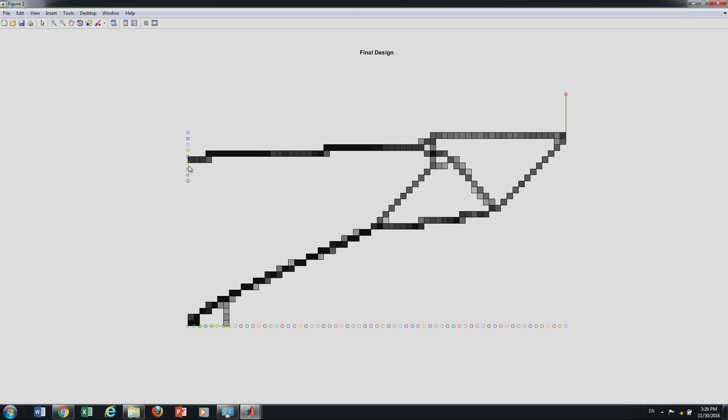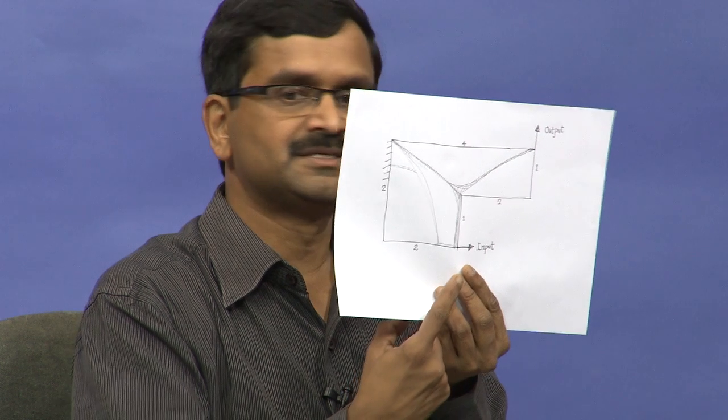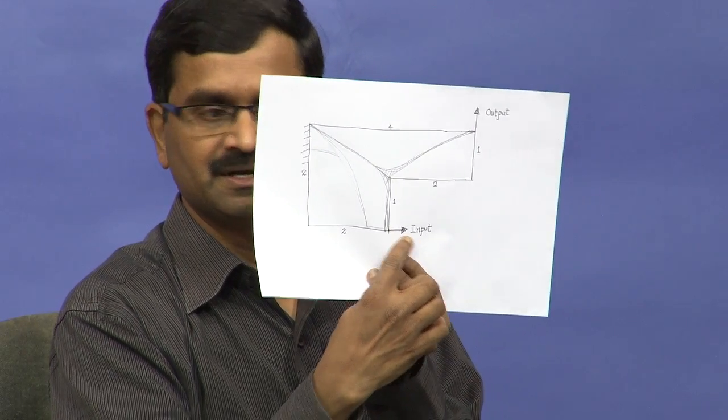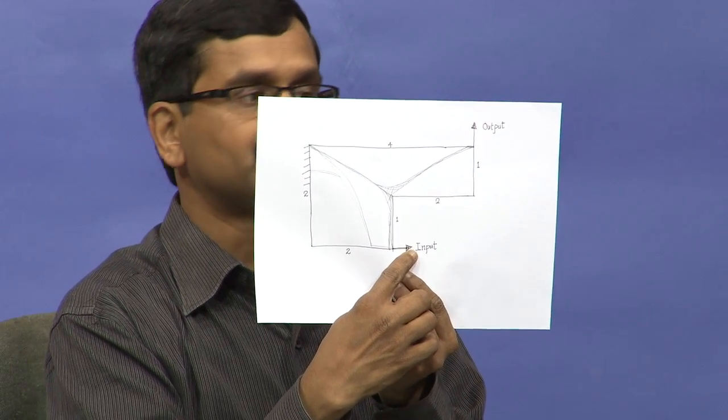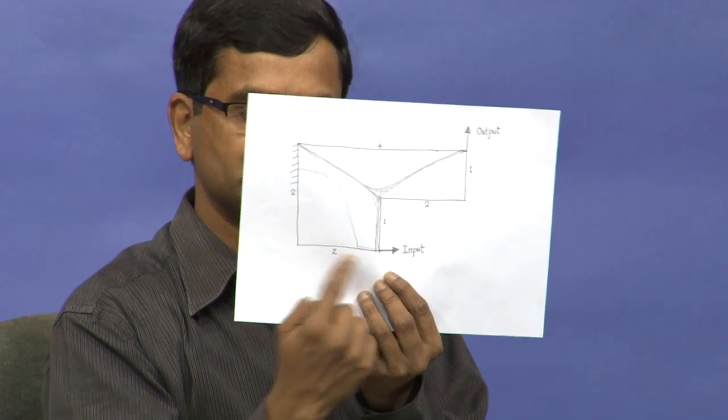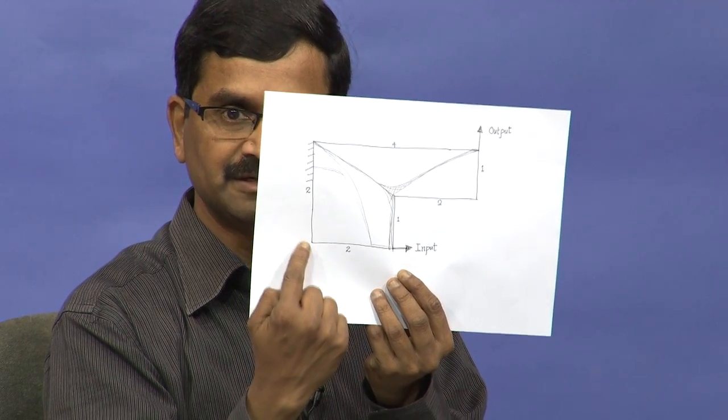Again, it is fixed here and this is a roller support. Let us see what solution. Yeah. So, in this case the input is over here, this way, and the output is there. Whereas this algorithm has input there, we will change it.